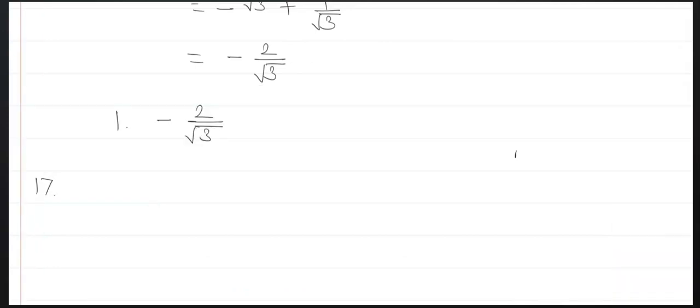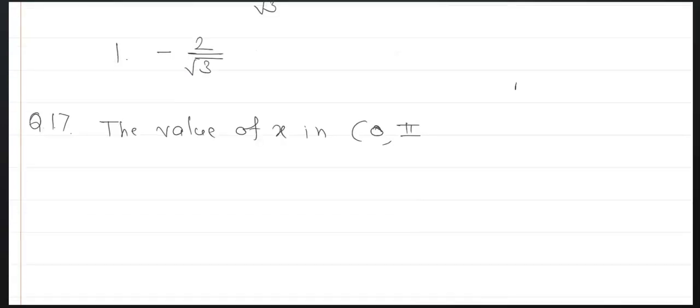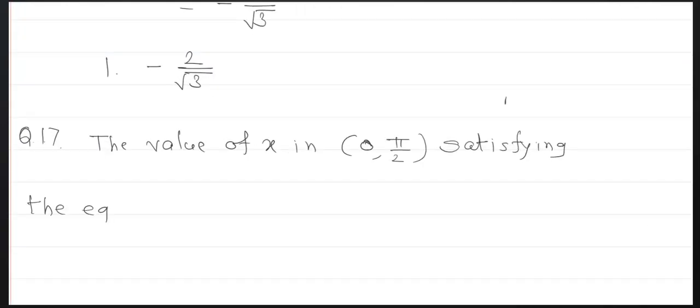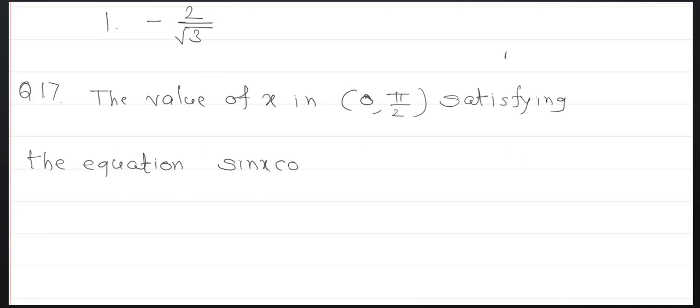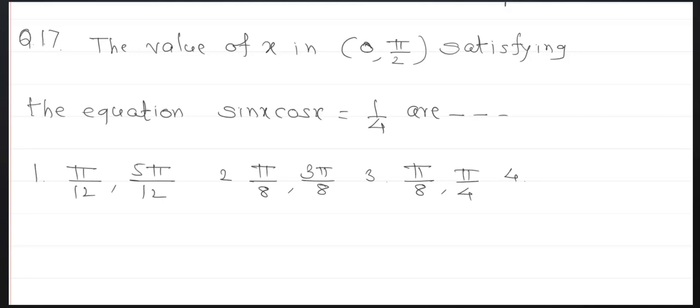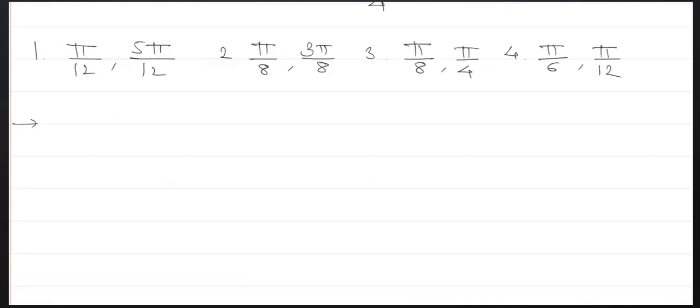17. The value of x in 0 to pi by 2 satisfying the equation sin x into cos x is equal to 1 by 4: first, pi by 12, 5 pi by 12; second is pi by 8, 3 pi by 8; third is pi by 8, pi by 4; fourth is pi by 6, pi by 12. Now which are the values?